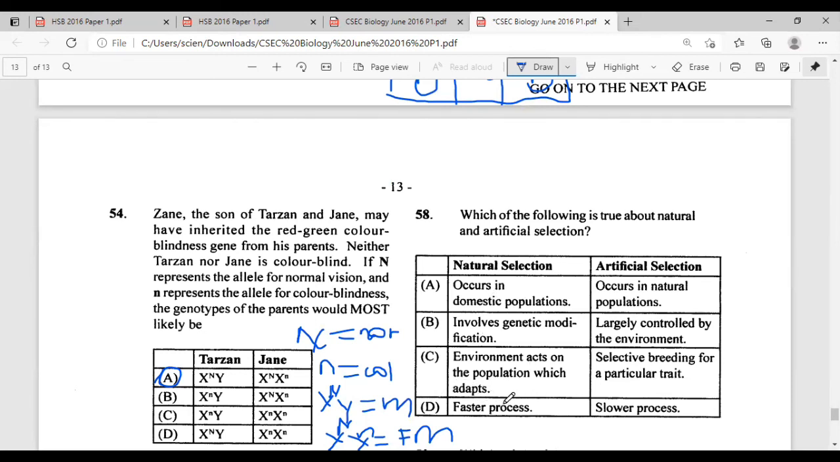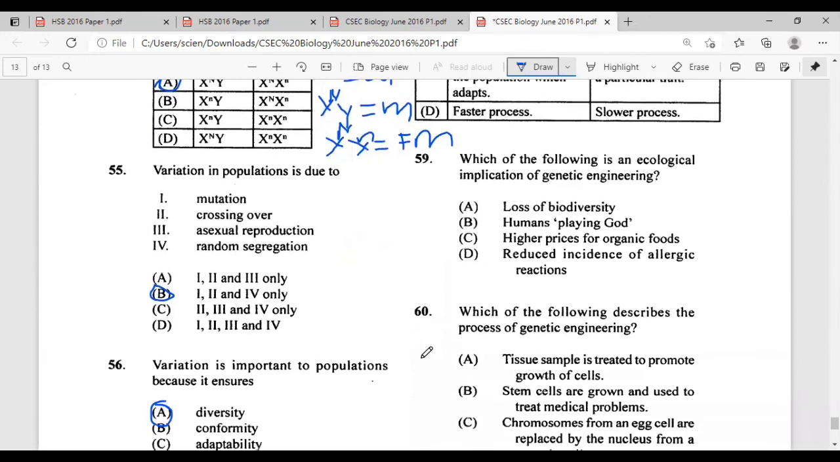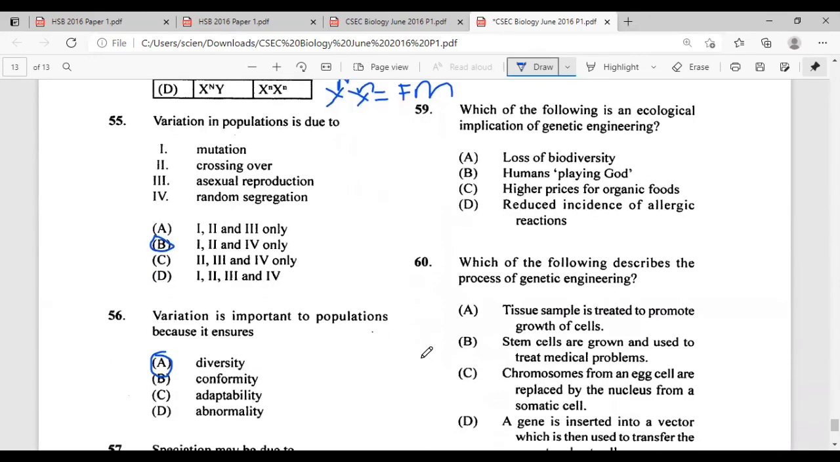So we know that D is out of it because natural selection is not fast. Occurs in domestic population, A is out of it also. B is out of it because natural selection does not involve any genetic modification. So the answer is C. Environment acts on the population which adapts. And then for artificial, selective breeding for a particular trait. So guys, you can always use elimination to find your answer if you're not sure. Eliminate what you know, and then you'll find your answer.